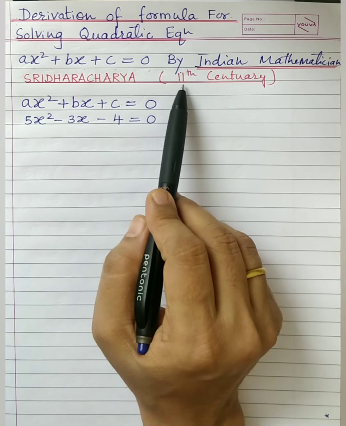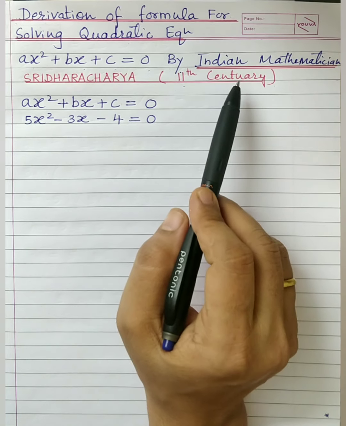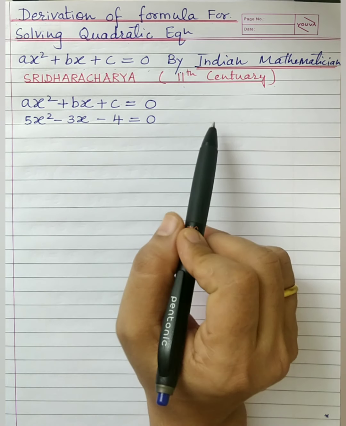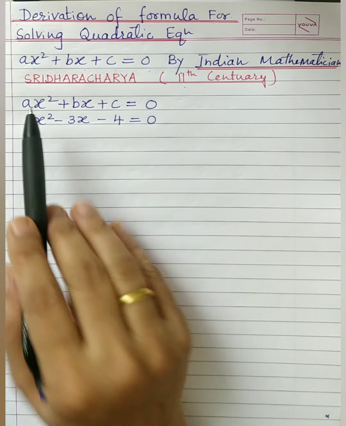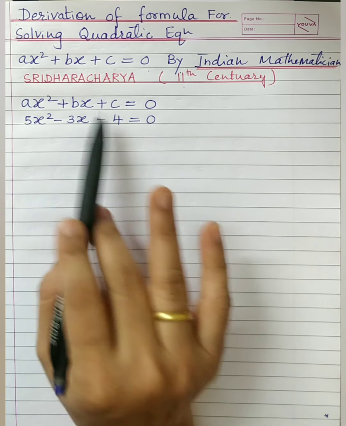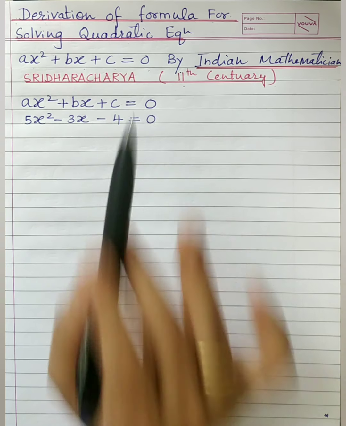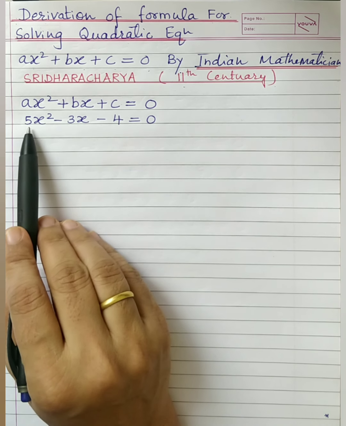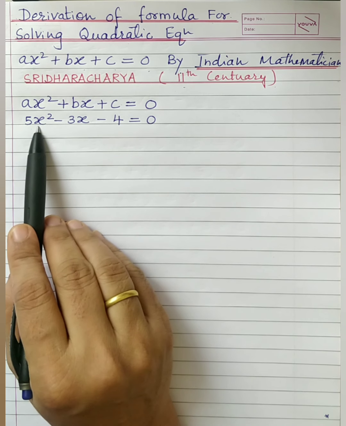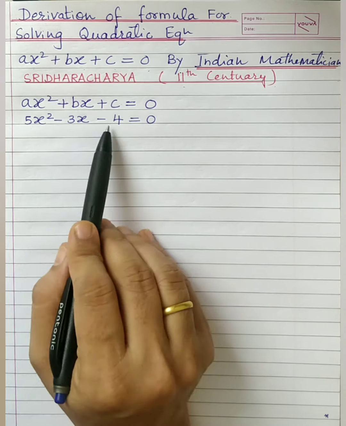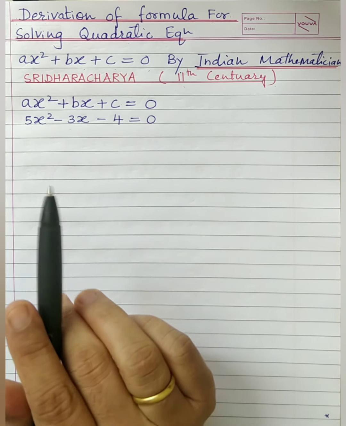It is believed that it was given in the 11th century. Okay, nice, no? Nice feeling it is. Now this is our standard quadratic equation. Before I start, let us see one example. Suppose you have to solve this equation 5x square minus 3x minus 4 is equal to 0, right?